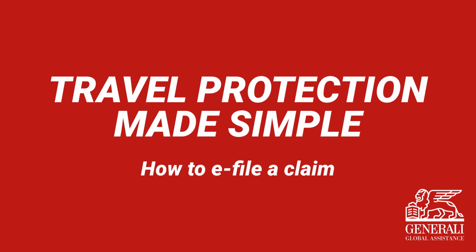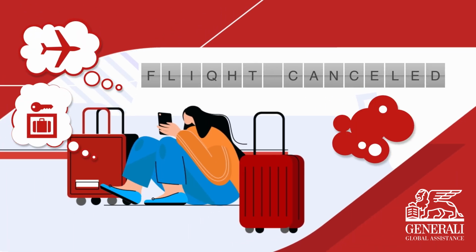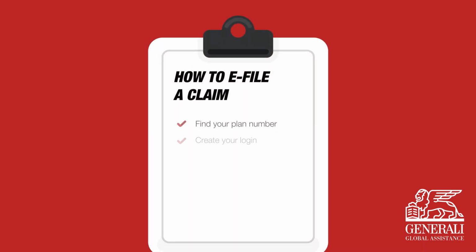If you bought travel protection for your trip and something went wrong, filing a claim is quick and easy with Generali Global Assistance eClaims. Let's take a look at how to get started. There are 5 steps to begin your eClaim.